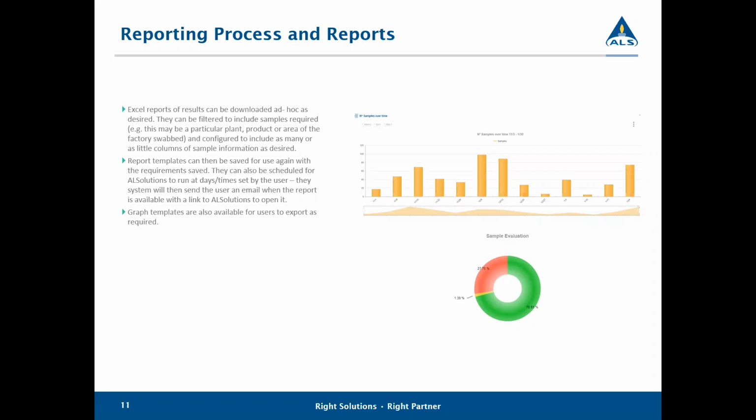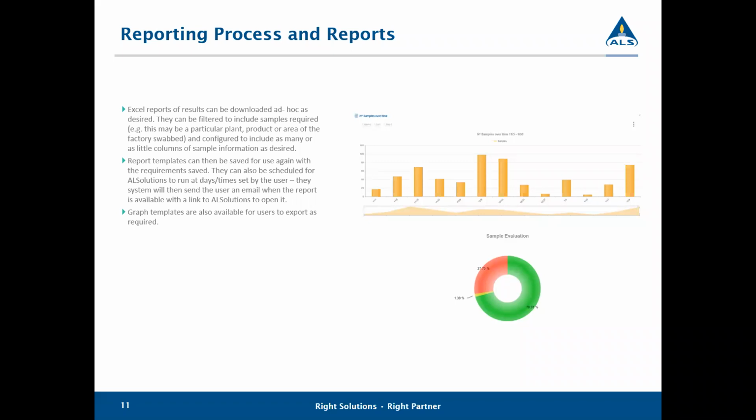ALS has actually simplified this with our ALS Solutions platform. With all the sample evaluations, you can see in green, hey, we've got a 71% passing rate, and we've got a 27% failure rate with a 1.5% questionable rate. And we can generate this report ad hoc. We can also identify all your samples over time. Maybe there's a certain amount in a certain period.